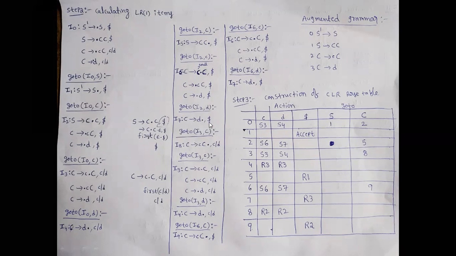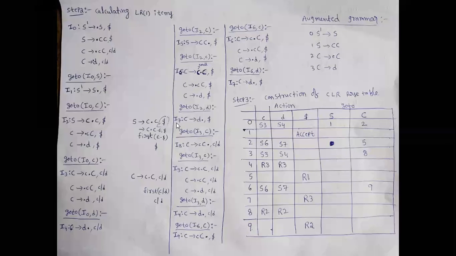Then we are writing C is production with D dot, and here C is production with D dot. So these two productions are the same, but the look ahead is c or d here and this look ahead is dollar. So there is a difference between those two productions. Then we have to give a different state name to this particular production. So I6 is completed, then we have to write I7.